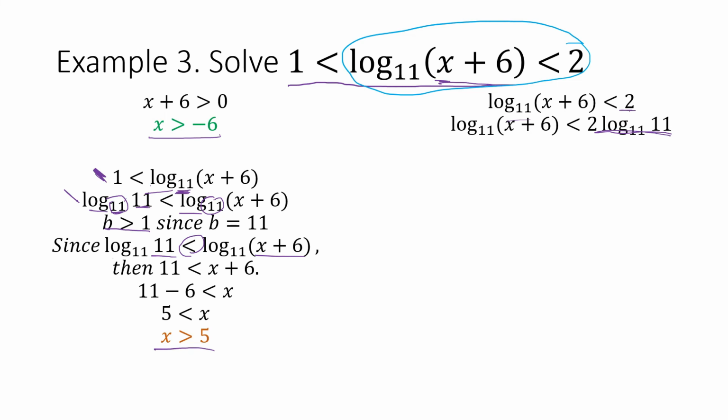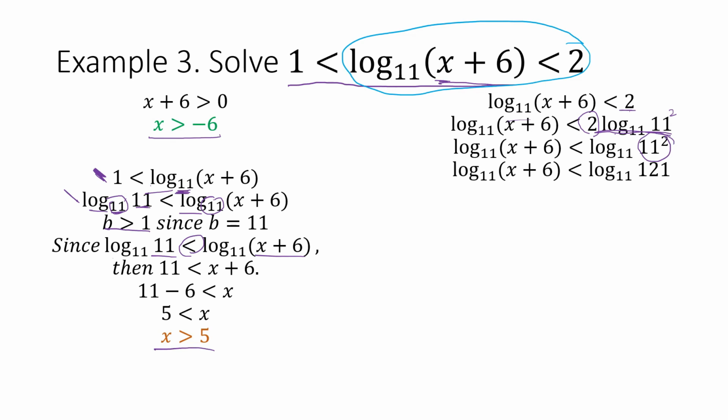Okay, now that we have expressed this in terms of a logarithm to the same base, like the left side, then by the power law, we know that this factor will be the exponent of 11. That is, logarithm of x plus 6 to the base 11 is less than logarithm of 11 squared to the base 11. Okay, let us simplify this part. We know that 11 squared is 121.